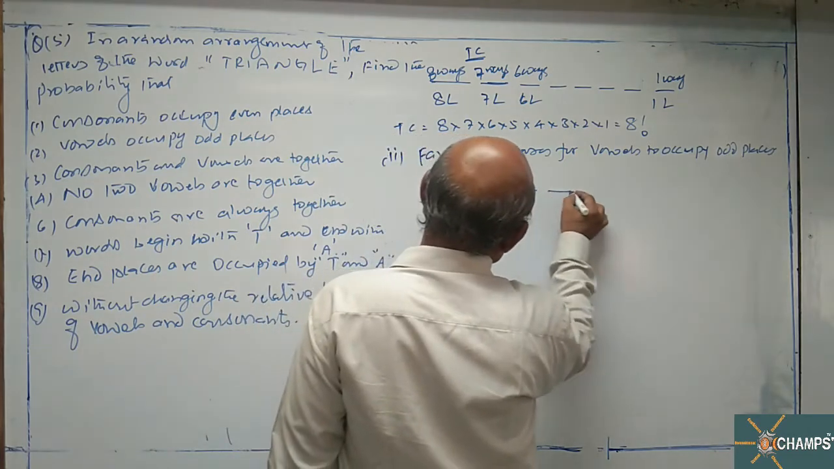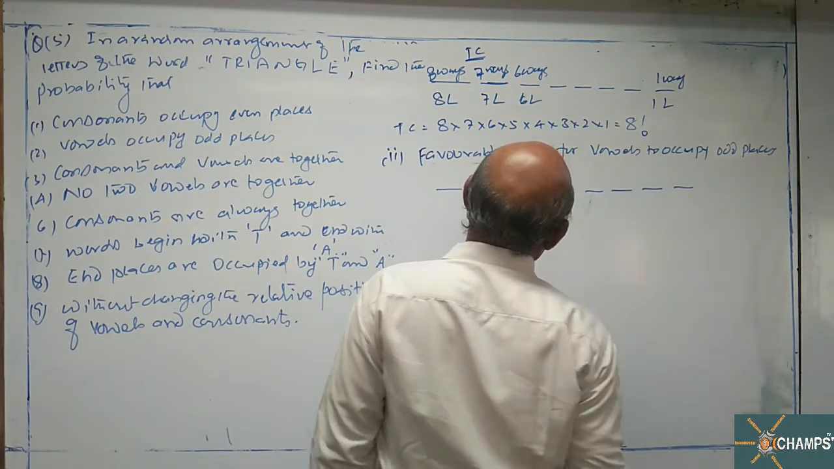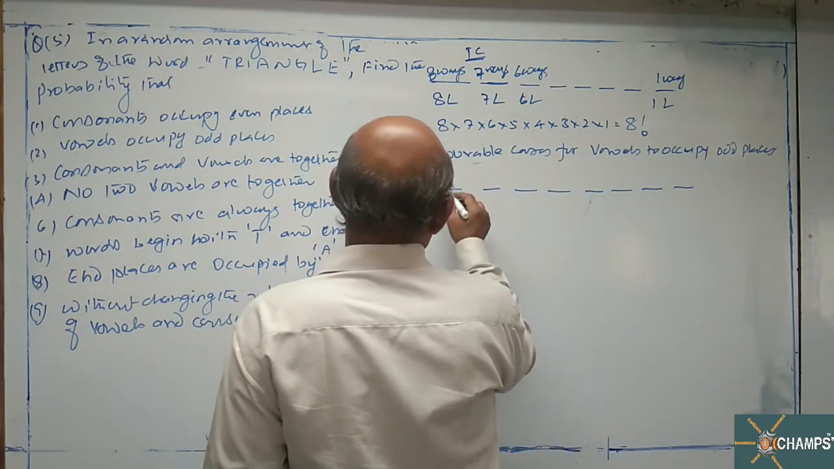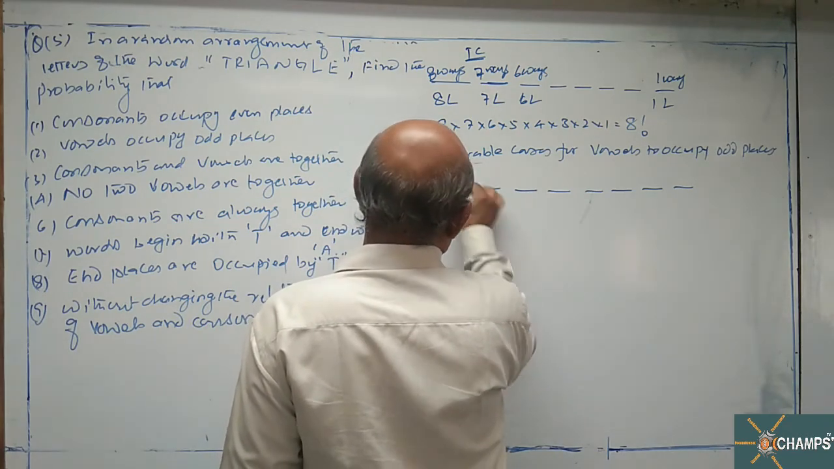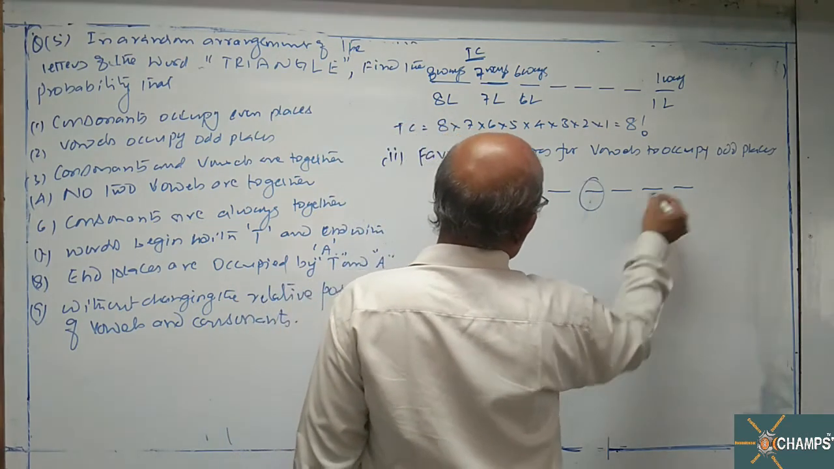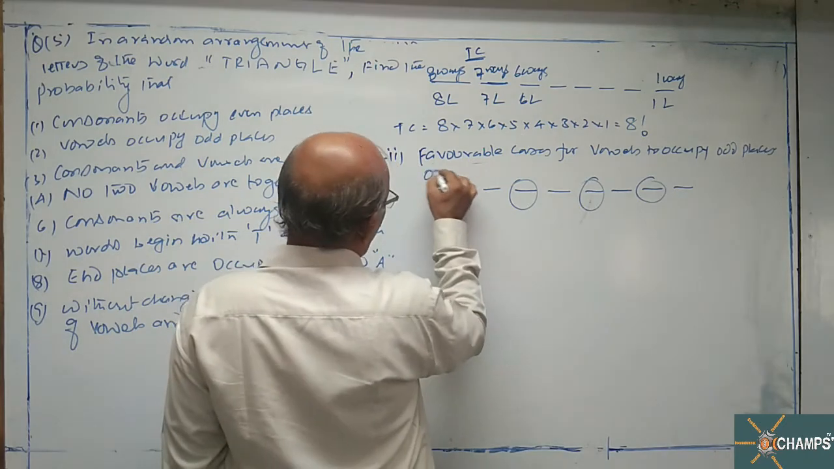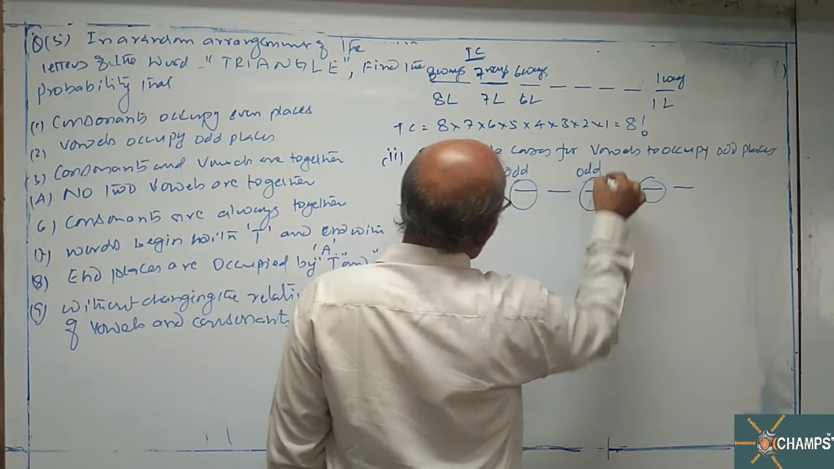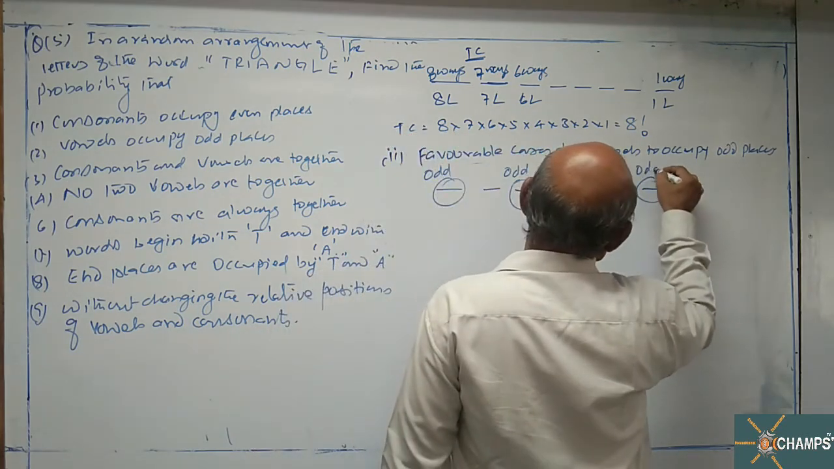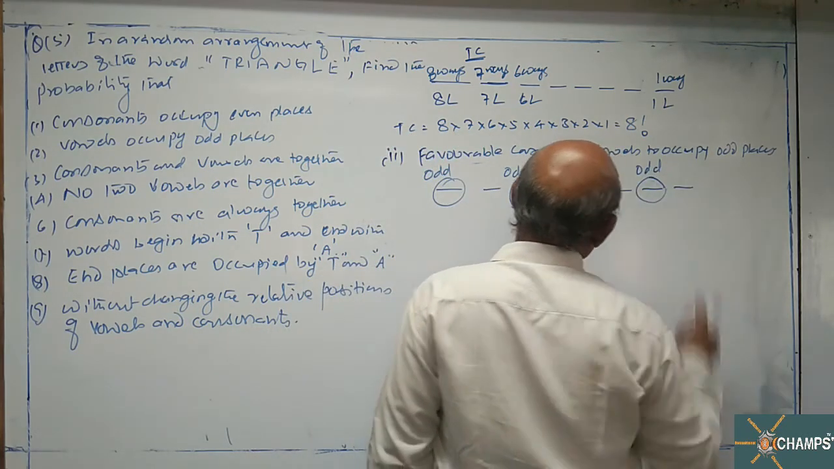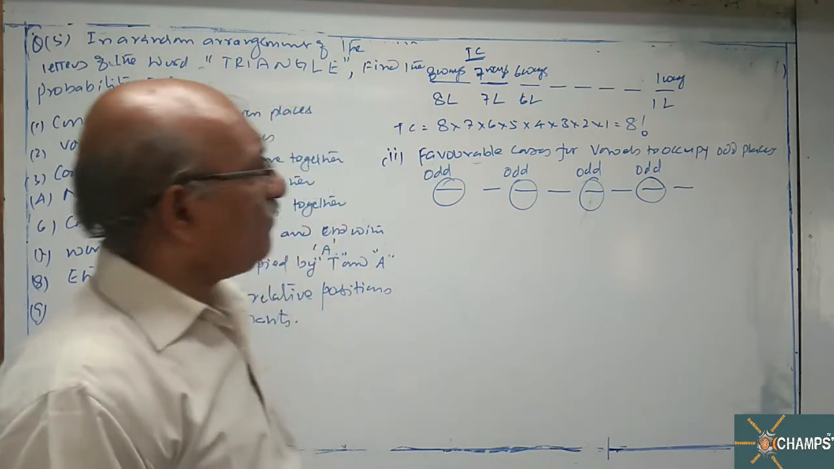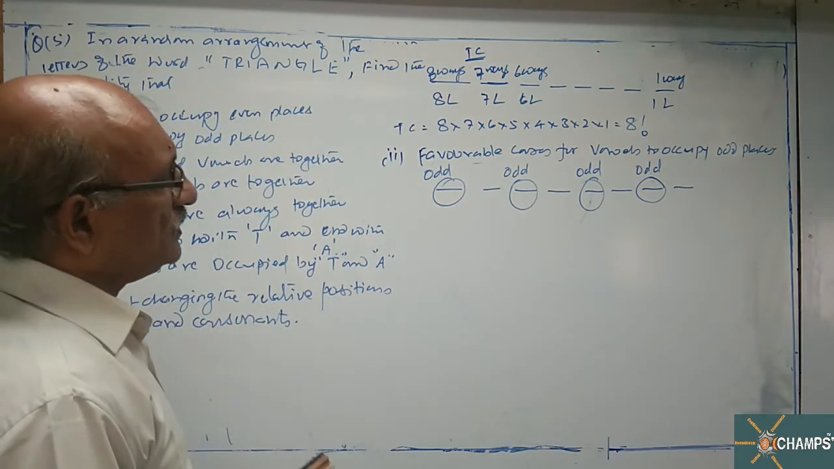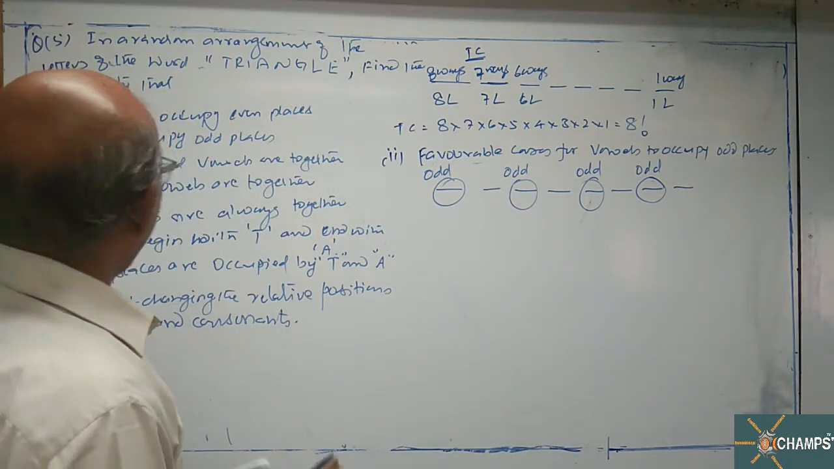1, 2, 3, 4, 5, 6, 7, 8. Now, odd places, how many? 1, 2, 3, 4. This is an odd place. This is an odd place. This is an odd place. This is an odd place. Okay, 4 odd places I have.